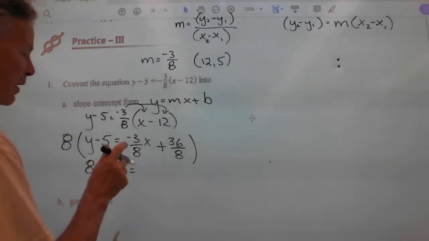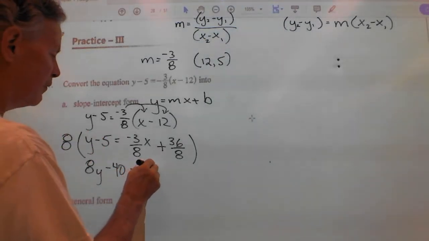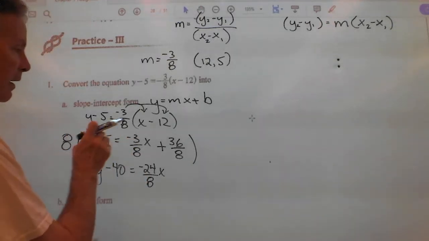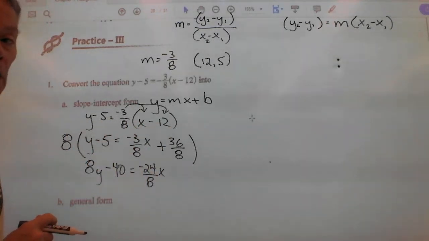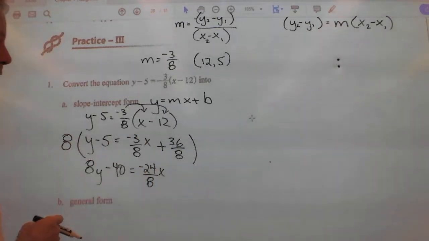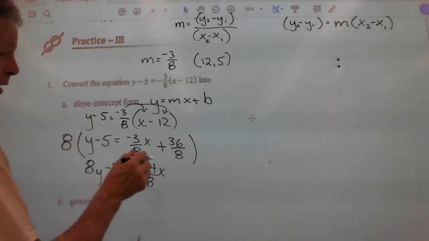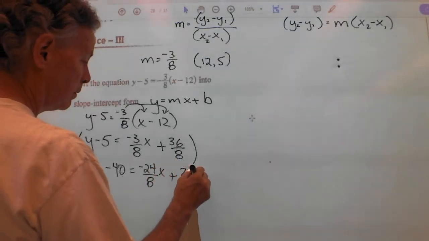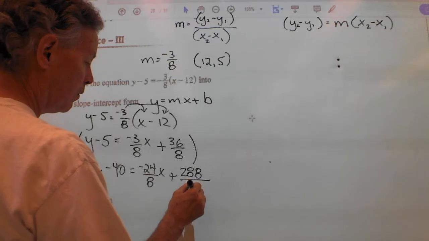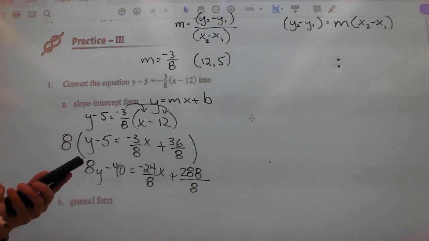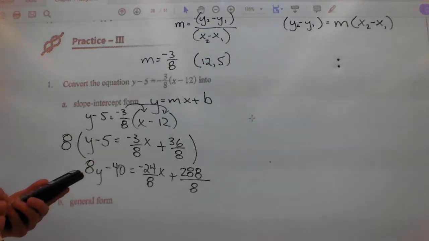8 times minus 3 will give us minus 24 over 8x. And 8 times 36 will give us a very big number. 8 times 36 would be 288 over 8. Let's just see if Mr. Calculator can check my multiplication.